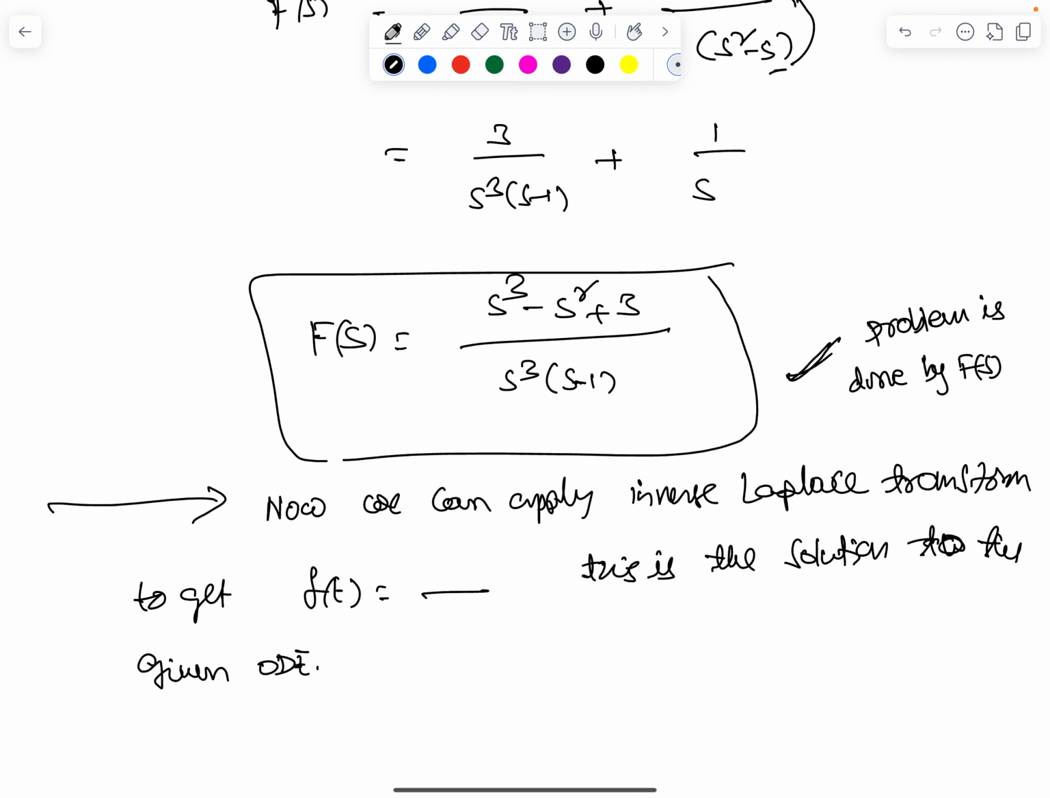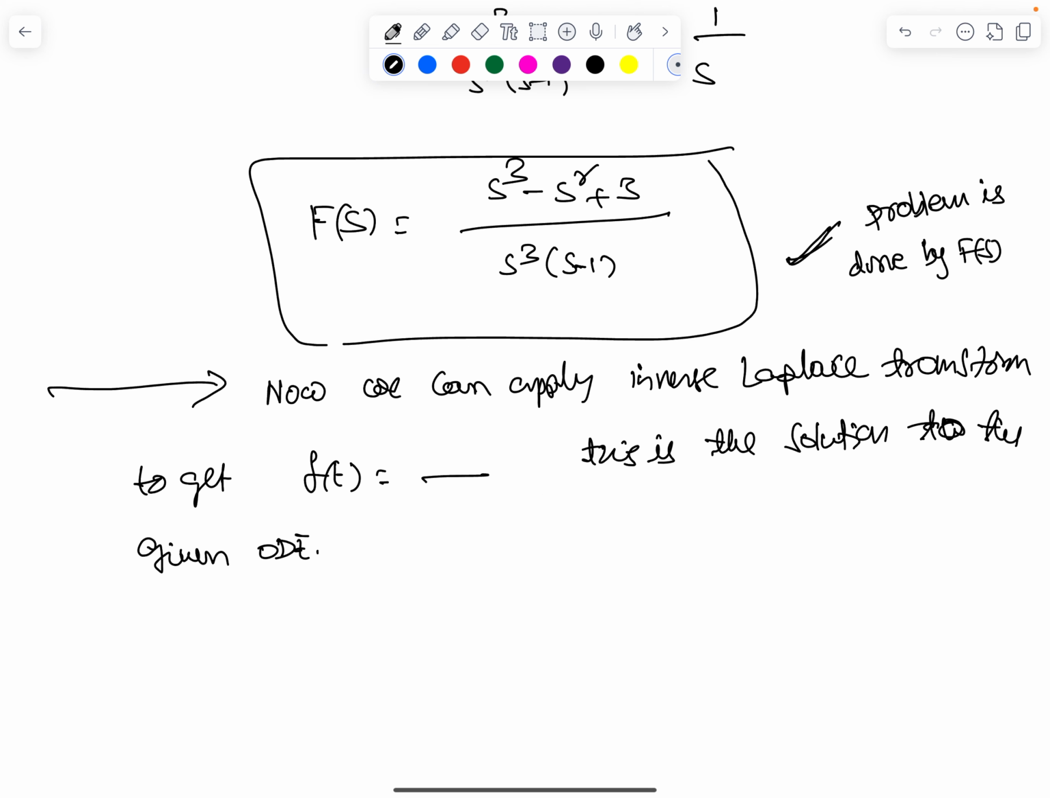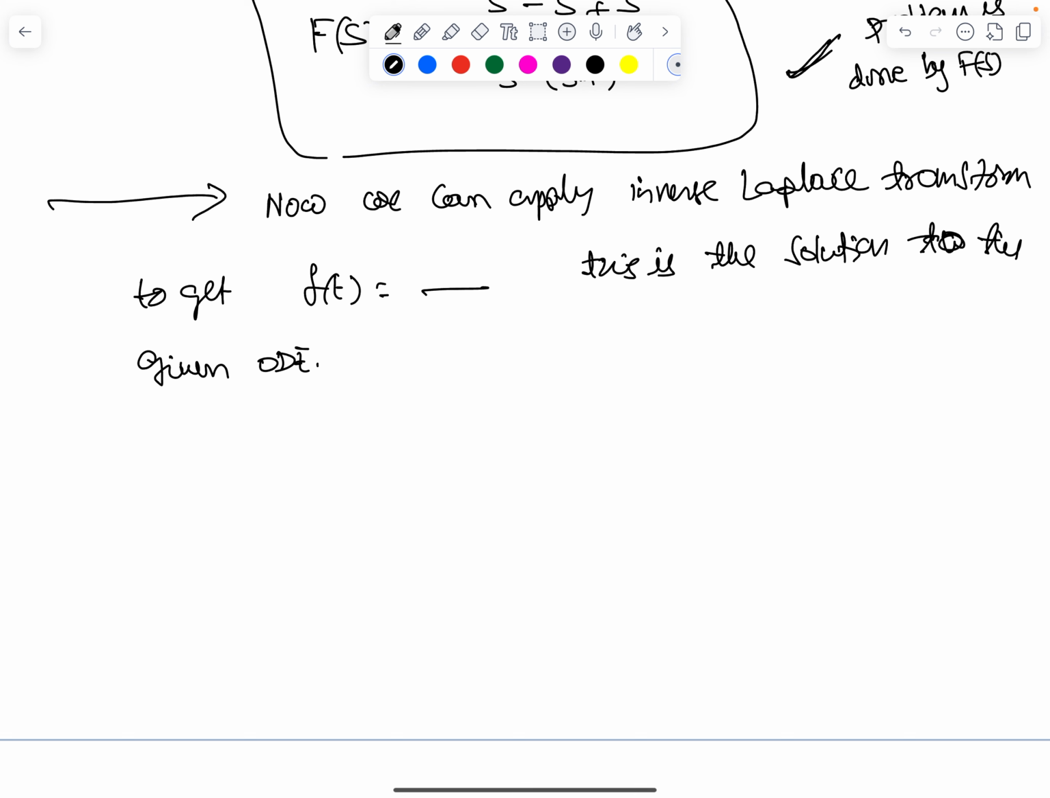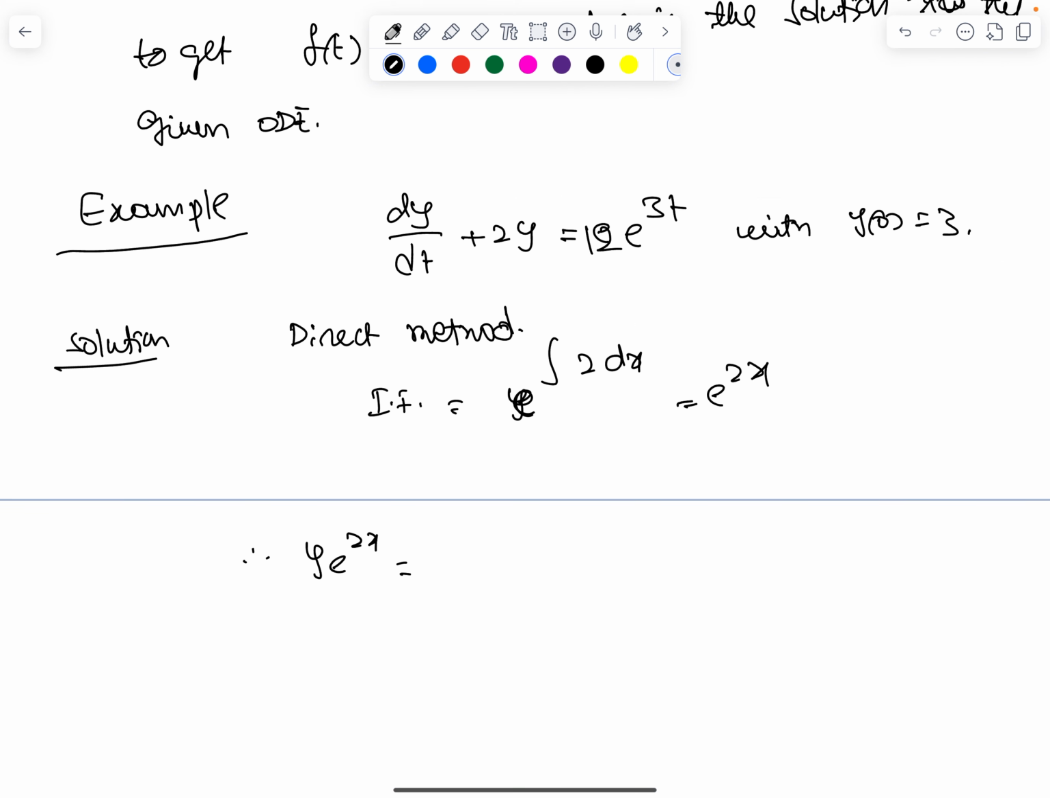Now, I will try to solve a few problems using the Laplace transform to solve differential equations. So, first example: firstly I am solving this problem by the direct method, and we will get back to the other form.